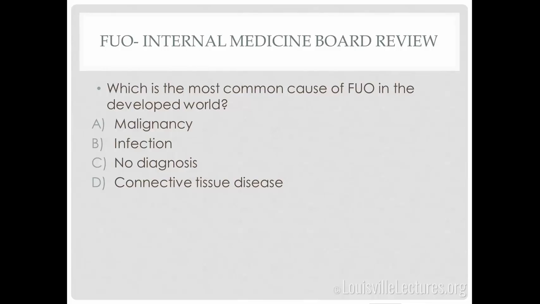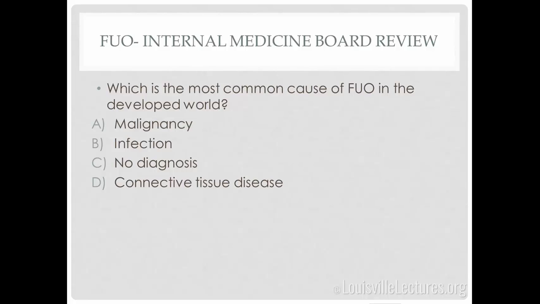So I'm going to go into cases and questions now. I didn't bring my clickers today, but we'll just go through these so you can see what we come across. So in terms of epidemiology, what would you guys think is the most common cause of FUO in the developed world? Would you think it would be A, malignancy, B, infection, C, no diagnosis found, or D, connective tissue disease? It's like a show of hands. Who thinks it's A? What about B? Okay, what about C? Okay, and what about D?